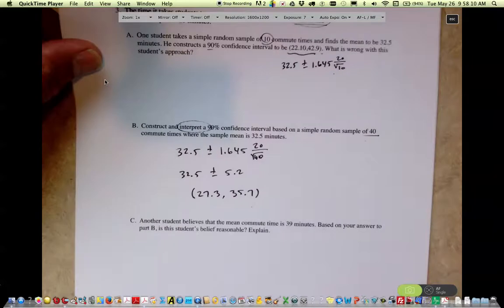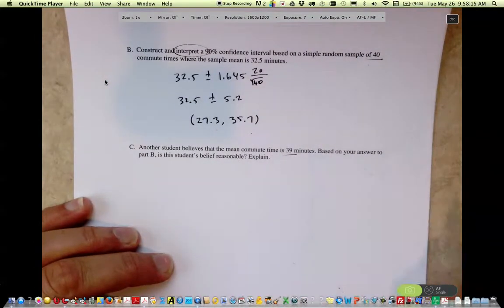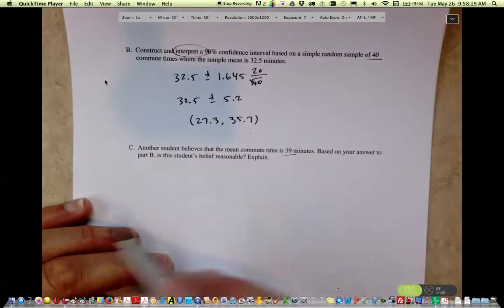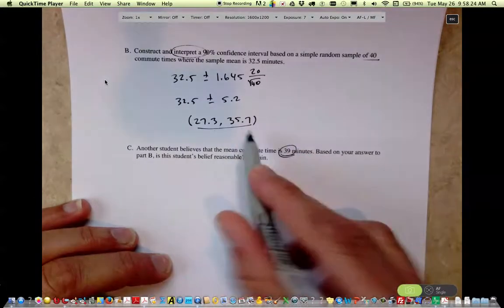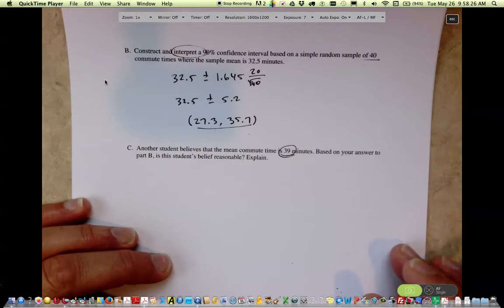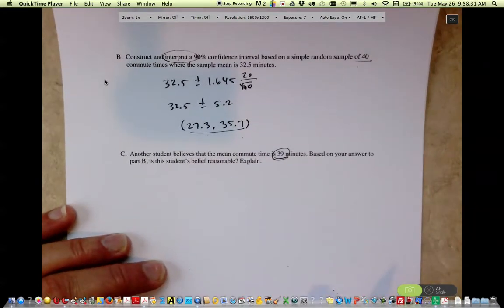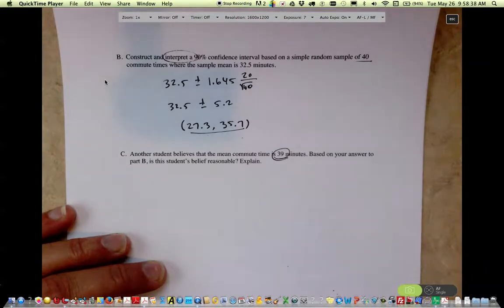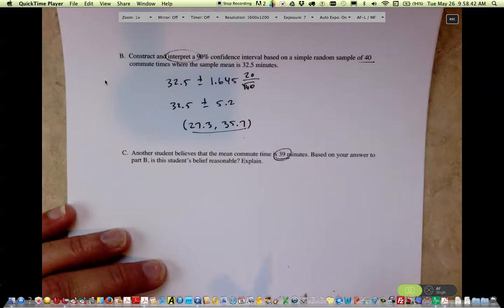Okay, and then again, this is about the interpretation of this. Another student believes that the mean commute time is 39 minutes. Based on your answer to part B, is the student's belief reasonable? All right, and so if we think about where 39 is relative to this interval, 39 is about 3.3 minutes above the upper bound. So I would say that 39 is probably not a reasonable estimate, and I would even go as far as to say it's an overestimate. Okay, it's probably much higher than what the true population commute time is.